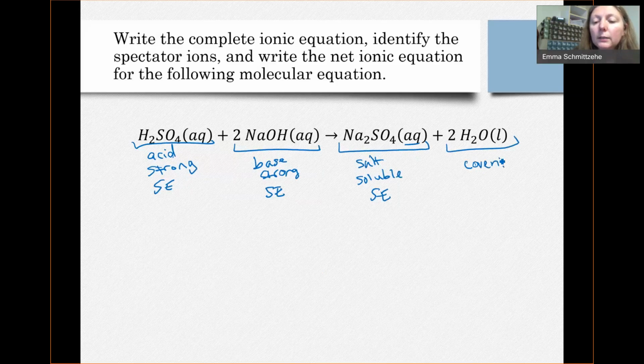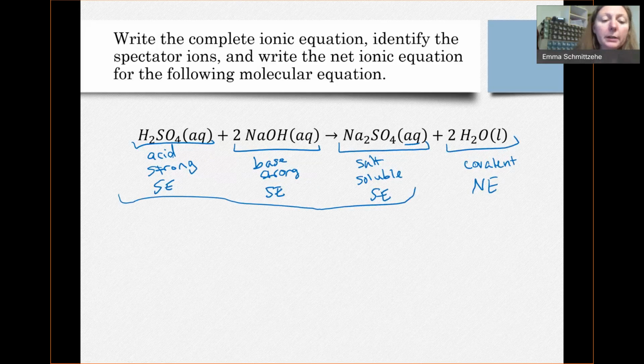It's covalent. And so it's not an acid or base. It's just a covalent compound. So that is a non-electrolyte. And so all of these things that are strong electrolytes in this, we need to split up into ions. So those are the things we're going to change. The H2O we will just carry down.